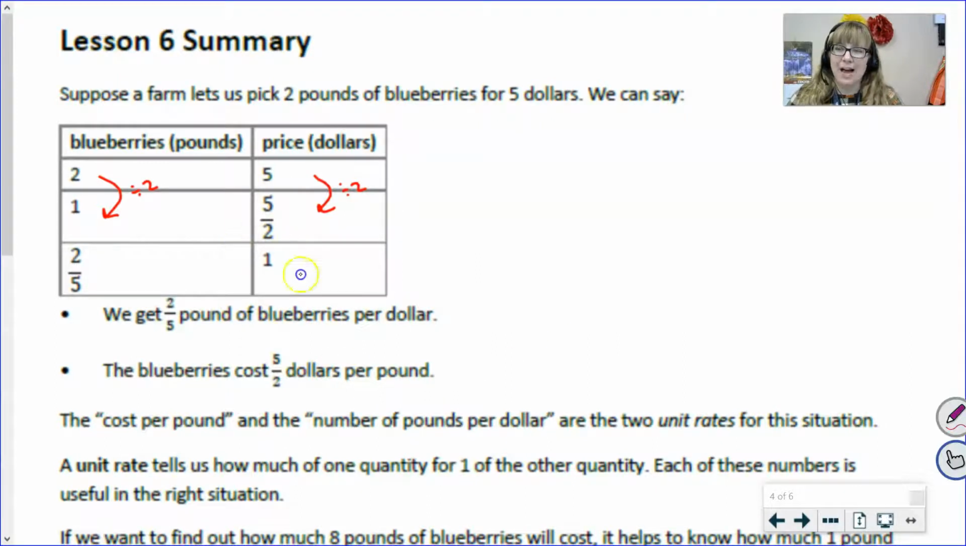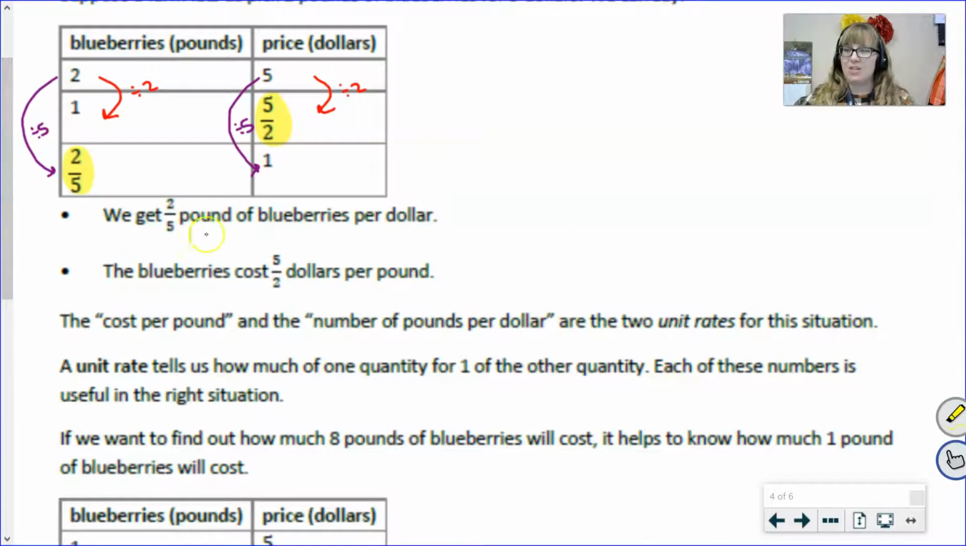But we also have a 1 here on the table because we want to find the unit rate on the pounds of blueberries per $1 as well. So I say, how does the 5 change to a 1? We know that would be by dividing by 5, which means I also need to take that 2 and divide it by 5. 2 divided by 5 is 2/5. Focus on this again. I want to make that connection. We can see our reciprocal relationships again. 2/5 and 5/2 are reciprocals.